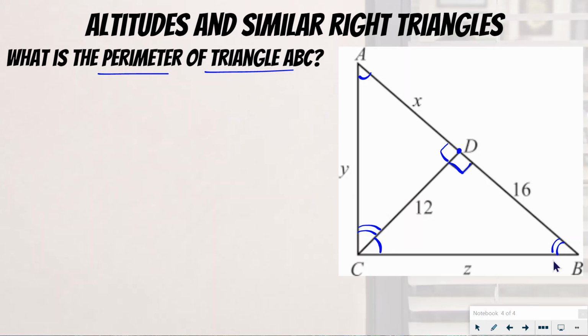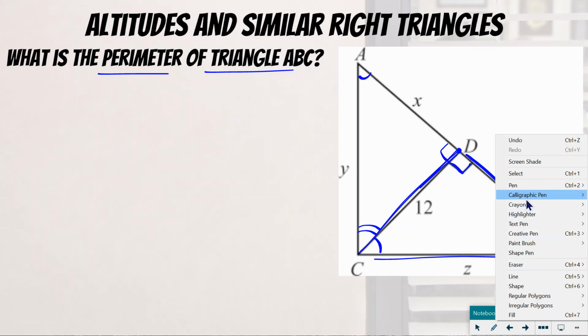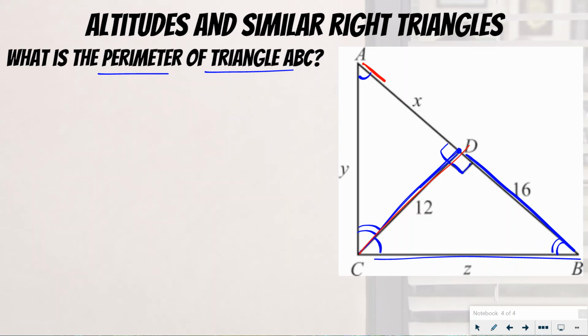So I'm trying to set up a proportion comparing any sides that I can. First, I'm looking at this triangle. Actually, I'm going to outline them in different colors just to make it clear. So I'm using that blue triangle and this red triangle to solve my first proportion. So I'm using this 12 twice.